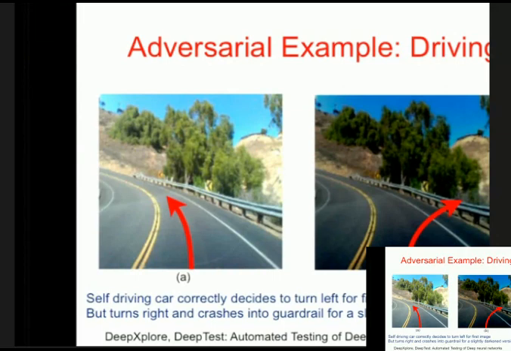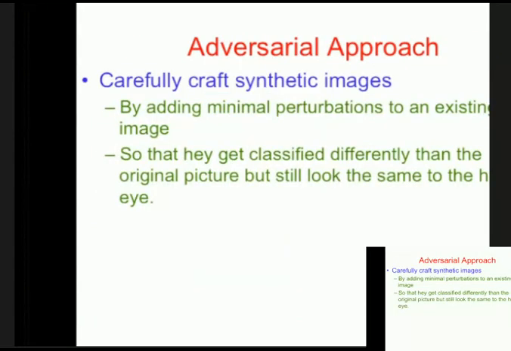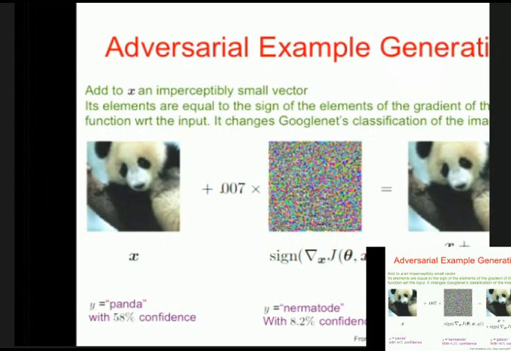It uses these ideas of discriminative models and generative models to generate adversarial examples. So the adversarial approach is to carefully craft synthetic images by adding minimal perturbations to an existing image, so that they get classified differently than the original picture, but still look the same to the human eye. We have no problem with it, but can you craft these kinds of images to make our algorithm more robust? And here's another famous example that is throughout the literature.